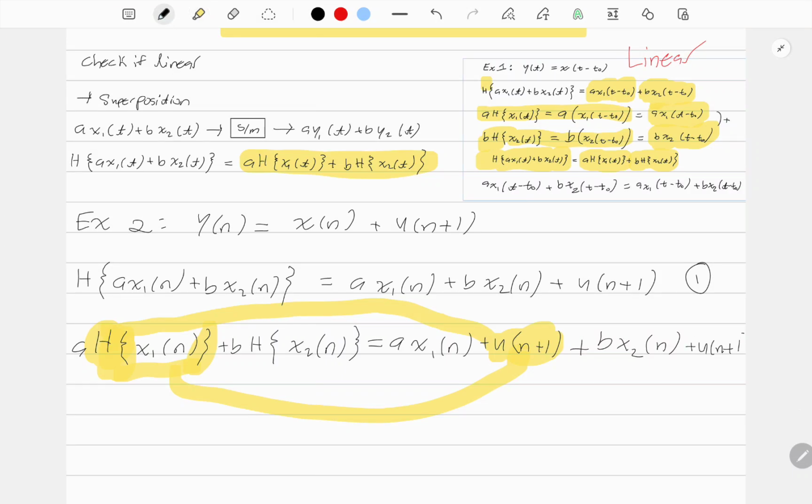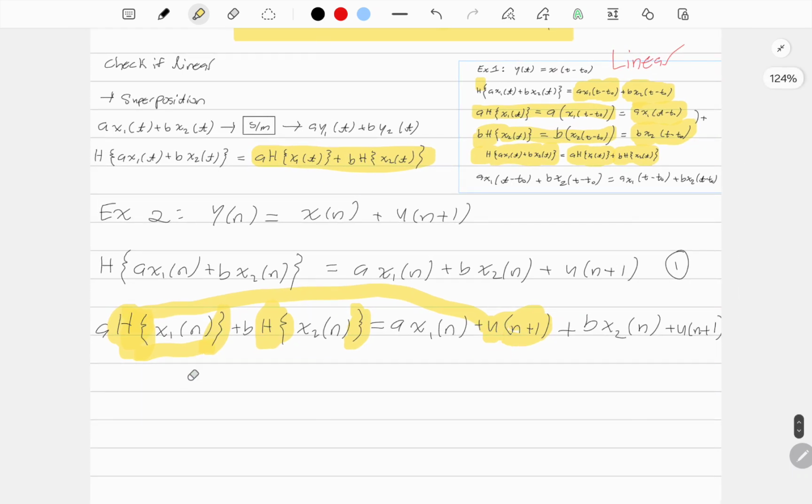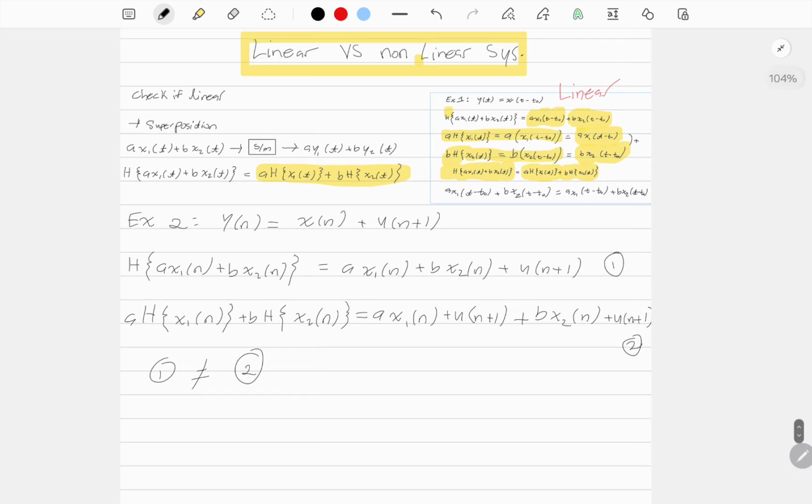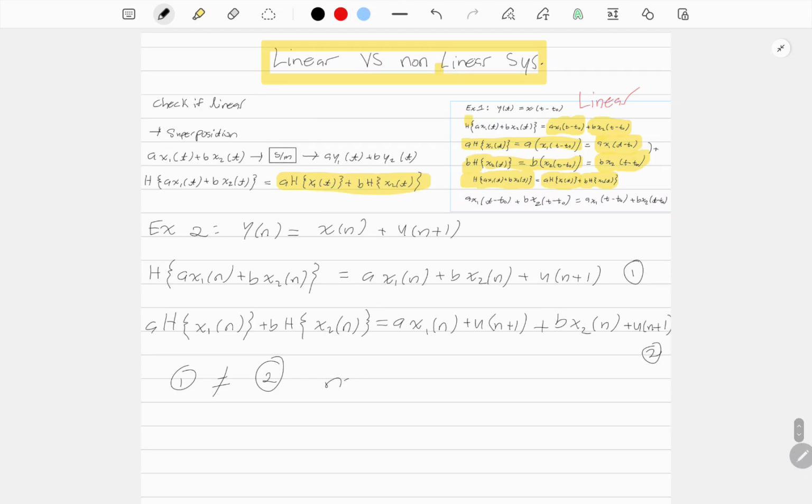You get the idea. We applied it twice because we have the h of and the squiggly brackets. That means we apply the system. So that's why we applied it again. And we can clearly see, after, I'm going to call this equation 2, equation 1 does not equal equation 2. So this system is not linear, or non-linear.